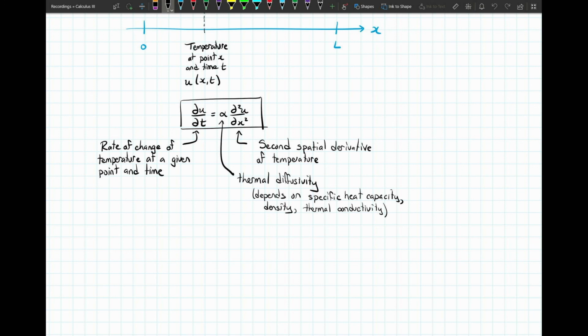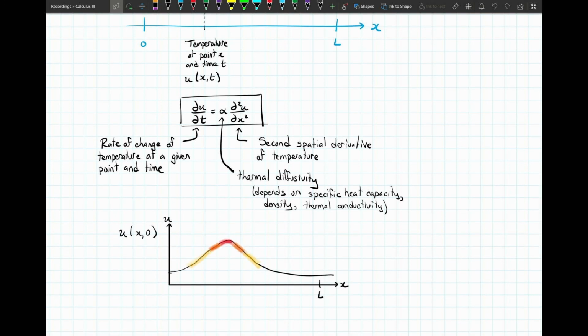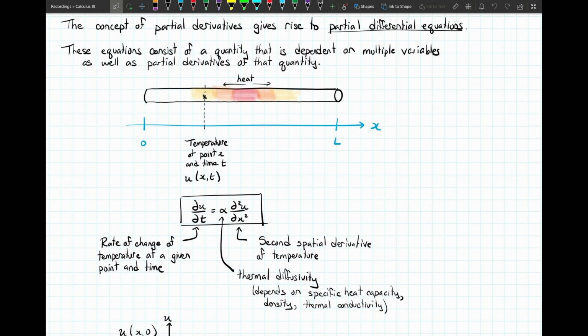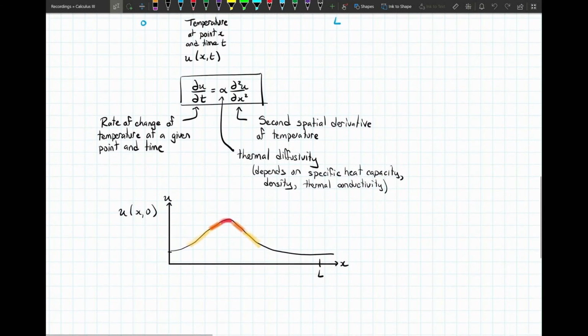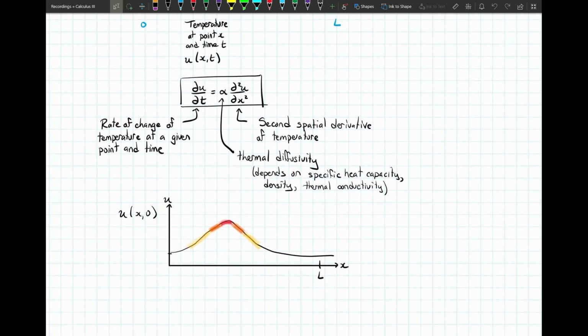Since the function is u for temperature in terms of a point x and time t, we can actually take a look at what that would look like when t equals 0. If we wanted to look at the graph of that function, at least just when t equals 0, we could just have this be really like a two-dimensional curve where we have u on the vertical and x on the horizontal. And we'd have a hot spot somewhere in the middle corresponding to the hot spot where we've added all the heat. This is just the initial time of the solution.